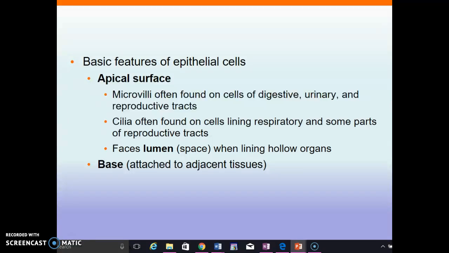Some basic features. Just like the tiles on the floor have a free surface, the air above them, epithelial tissues have a free surface. It's called the apical surface. Microvilli are in the digestive tract. Cilia are often found in certain areas, such as the respiratory tract. And that apical surface faces the lumen. A lumen is just the opening. Epithelial cells are attached at the base.